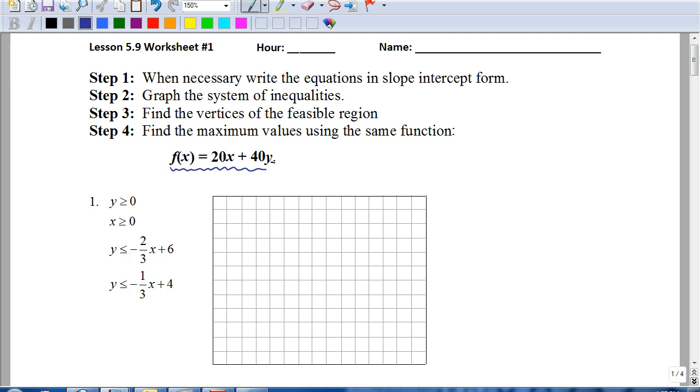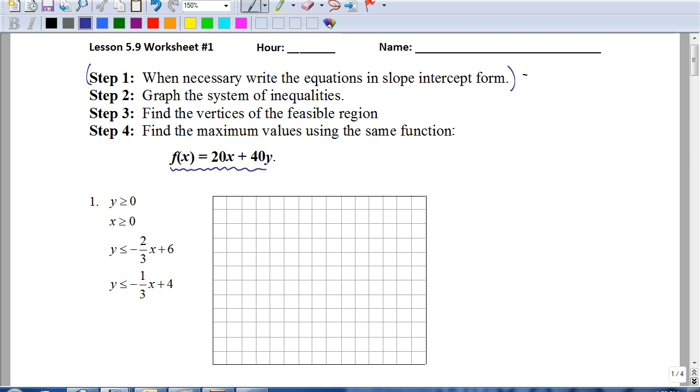Now, for this entire worksheet, if we look at step 4, we're going to be using this single function, 20x plus 40y. And I'm going to be using this worksheet that's going to be your assignment as our notes for this video to help us. So I think the easiest way to do this is just to jump right in and try it. Now, as far as the steps for this assignment, step 1 is optional. I'm going to show you how to do this without putting it in slope-intercept form. That'll be the last example we do in this video.